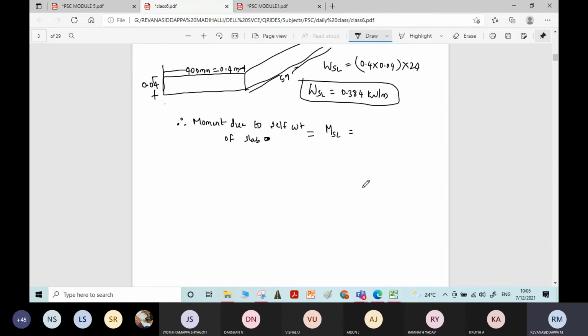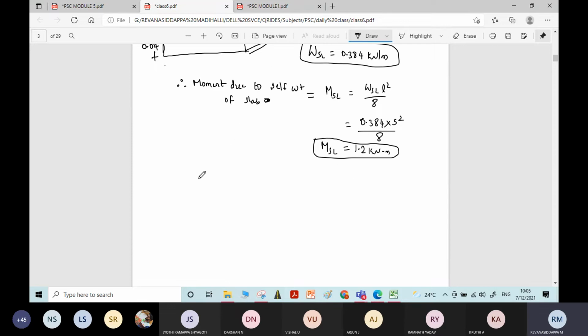Therefore, WL square by 8, that is WSL L square by 8, WSL 0.384 into 5 square by 8. Tell me the answer. 1.2. 1.2 kilonewton meter. Okay. Now you can find stresses due to self weight of the slab.